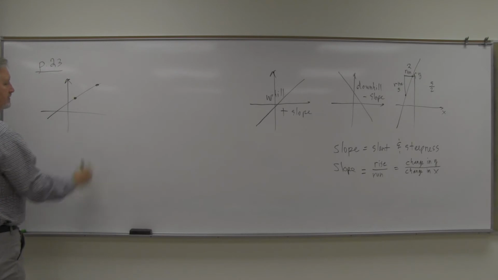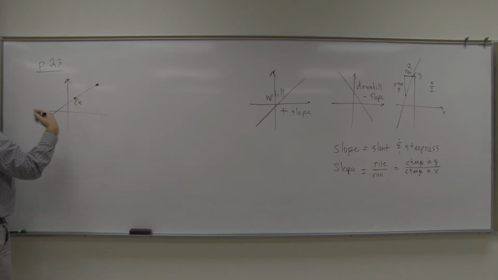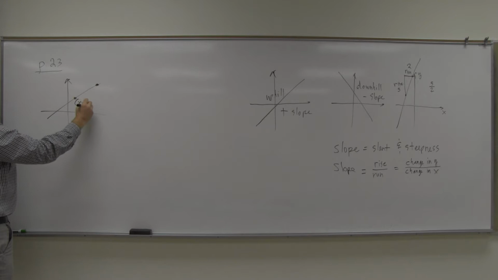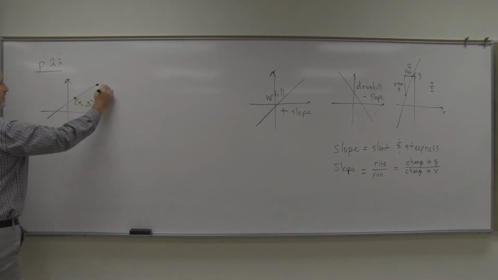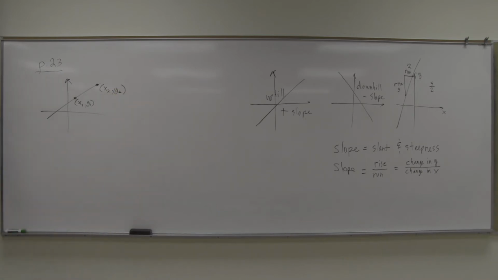And we don't know, I'm not going to put any scale on it or anything, but all we know is this point is x comma y. You know, a point is an x comma y ordered pair. And so that's going to be our first point, x1, y1, and over here is our second point, x2 comma y2.